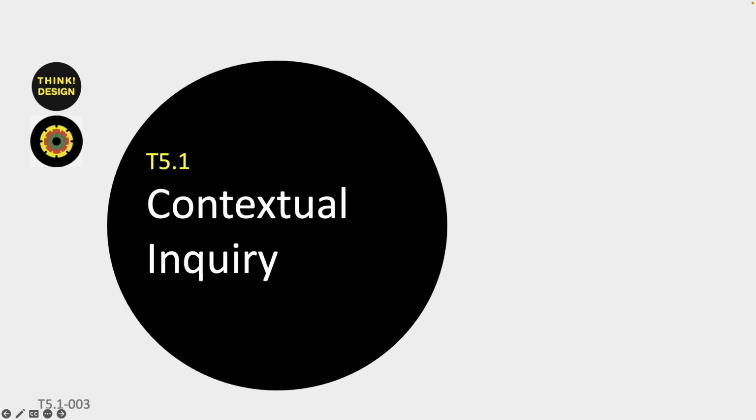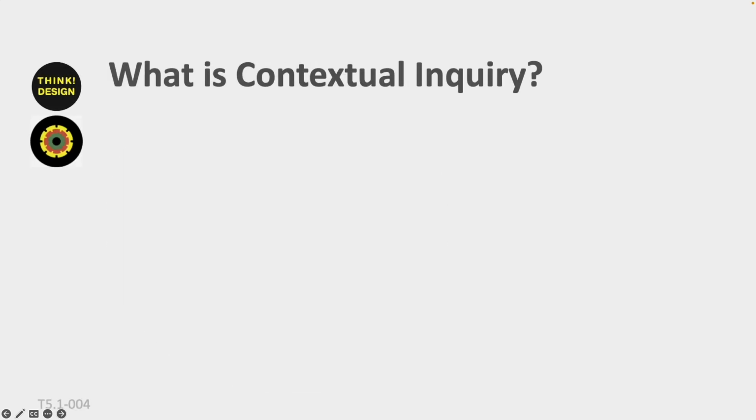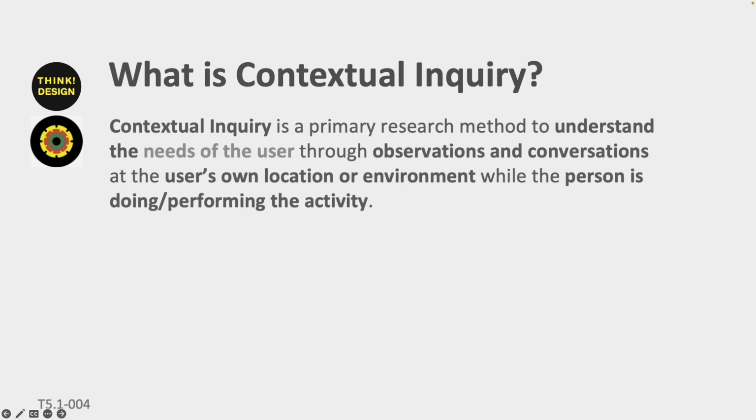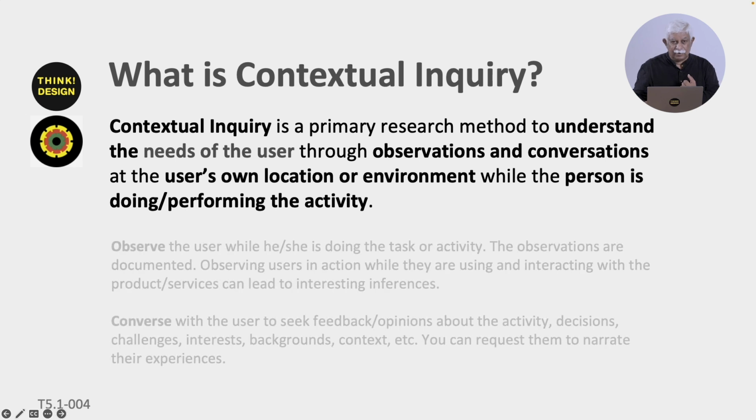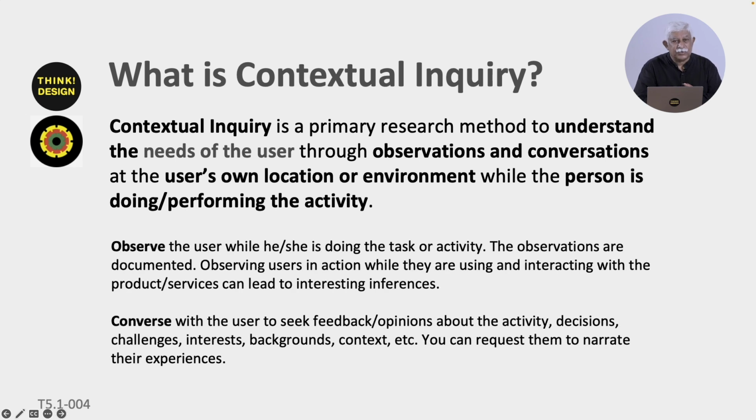So what is Contextual Inquiry? Contextual Inquiry is part of the primary research. You do it through observations and conversations. You need to go to the place or the location or the environment where the user is performing his activity. So you need to observe the user while he is doing that activity. The observations are documented.